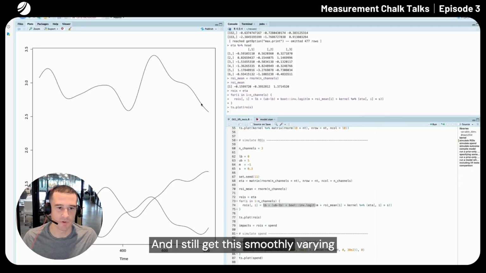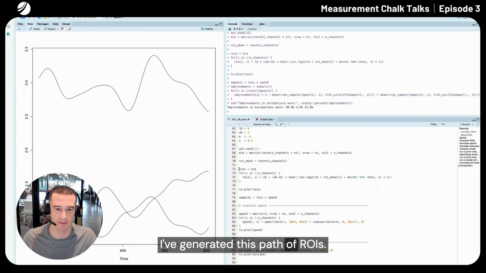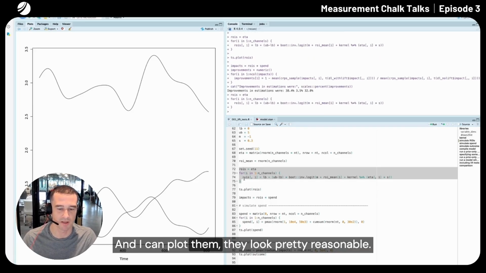And I still get this smoothly varying over time pathway of the ROIs. These are some sort of realistic ROIs. I've generated this path of ROIs, and I can plot them. They look pretty reasonable.